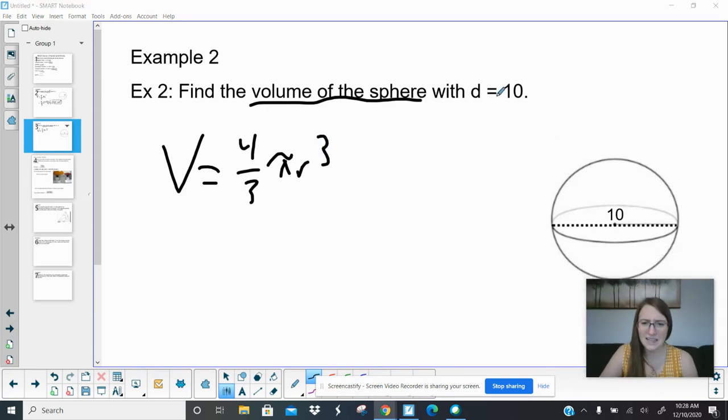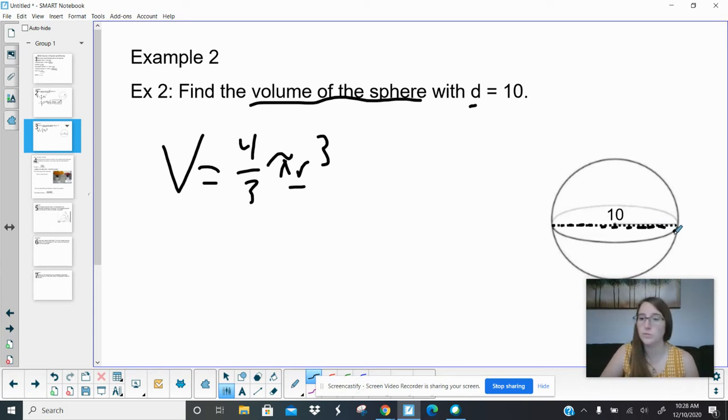With D equals 10. Well, this is a problem. Our formula uses R and they've given us D. Do you recall, what does that D actually stand for? R stands for radius. What does the D stand for? Diameter. So this whole thing here is 10.